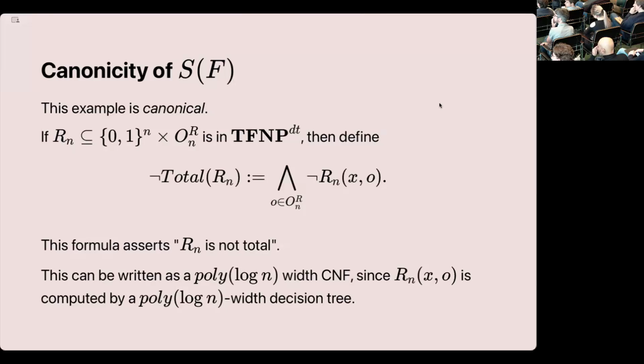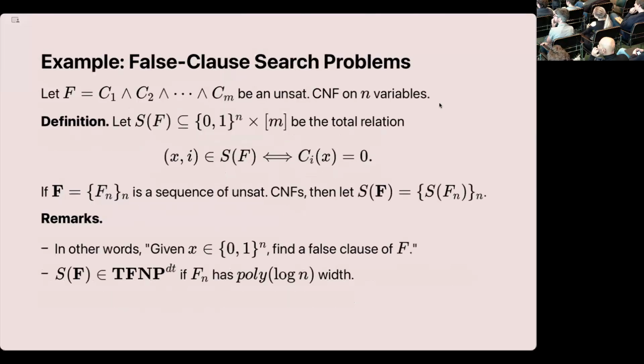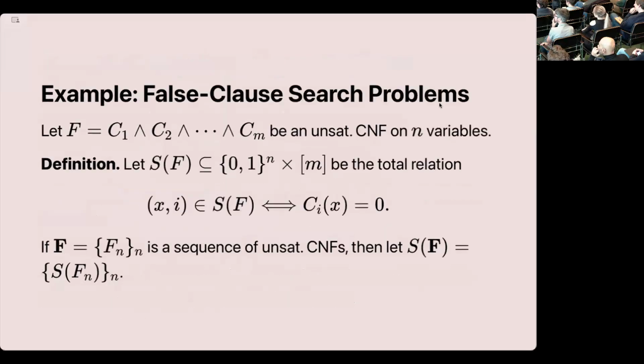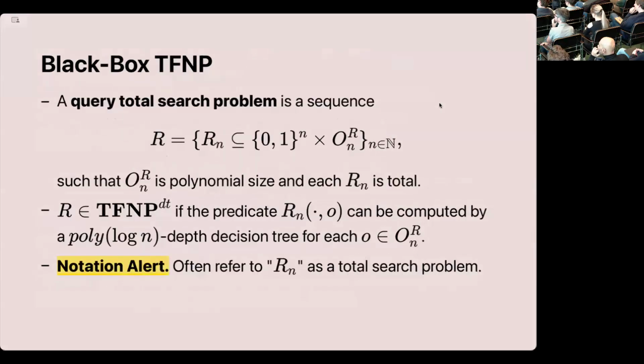Suppose my relation is factoring or something like that. So what happens here? Let me just go back a little bit. Remember that I asserted that these R_n's can be computed by polylog n depth decision trees, right? So for each fixed o, I can express this as a decision tree. So what I'm going to do is take that decision tree, write it as a CNF, and just plug it into that conjunction there.